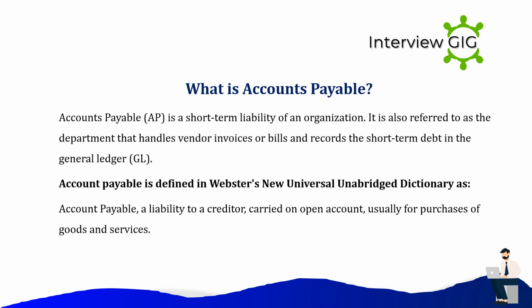What is accounts payable? Accounts payable (AP) is a short-term liability of an organization. It is also referred to as the department that handles vendor invoices or bills and records the short-term debt in the general ledger (GL). Accounts payable is defined in Webster's New Universal Unabridged Dictionary as a liability to a creditor, carried on open account, usually for purchases of goods and services.